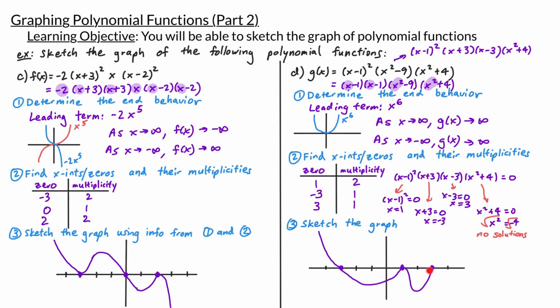Now, at x equals 3, we have to decide once again, will the graph cross the x-axis or will it touch the x-axis and bounce off? At x equals 3, the multiplicity is 1, which means that our graph will cross the x-axis since it's an odd multiplicity. So the last segment of our graph looks like this. And once again, this last segment that we drew here is consistent with our end behavior, which says that as we trace to the right, the graph goes up. So we're now done sketching the graph of our function.